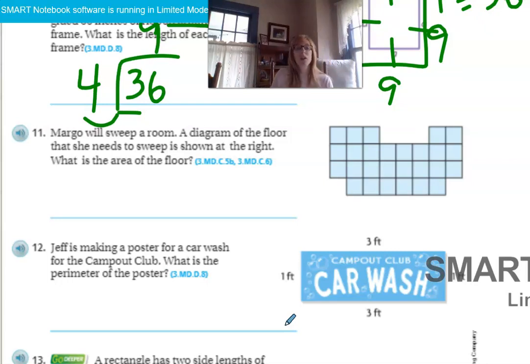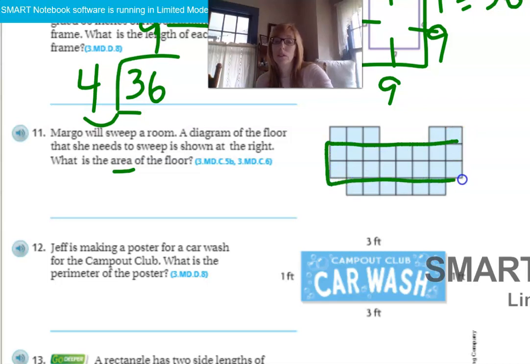A diagram of the floor that needs to be swept is shown at the right. What is the area? So we know what we're doing. We are doing the area of the floor. So area is everything inside. So if you can find a rectangle, you could use multiplication and then add on all the other ones.